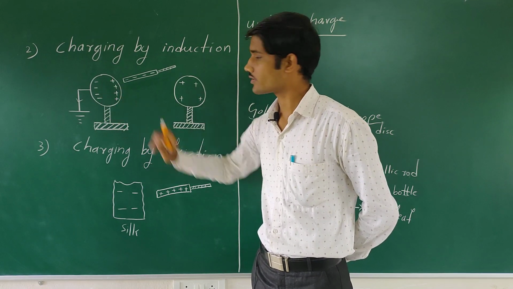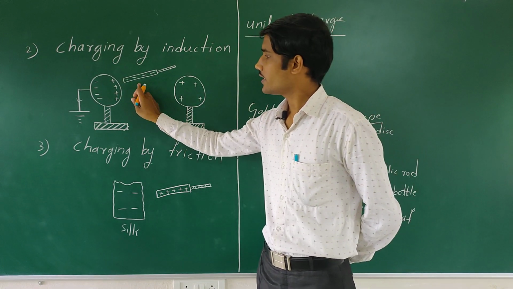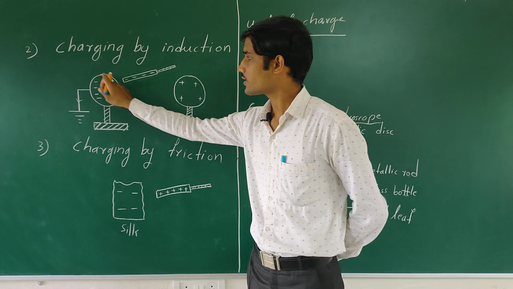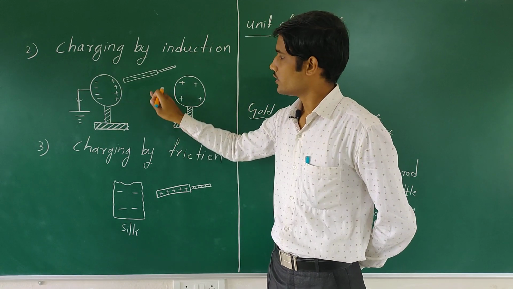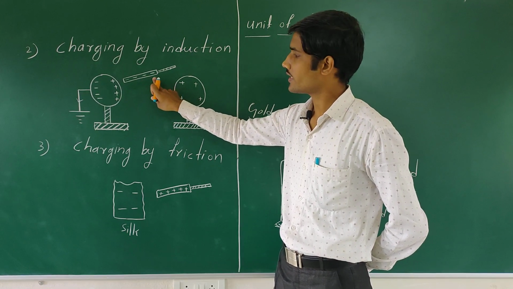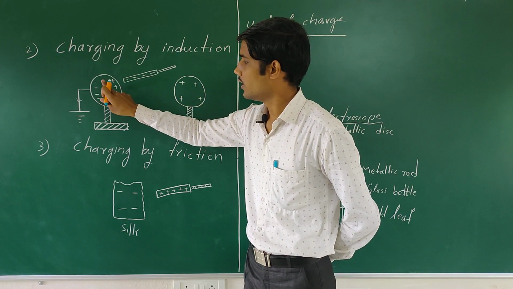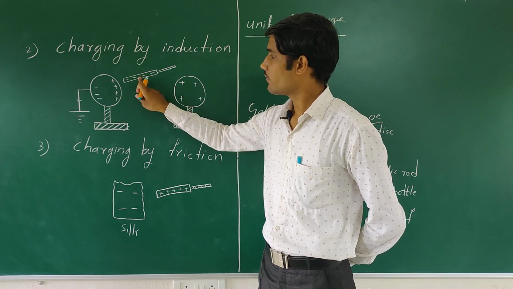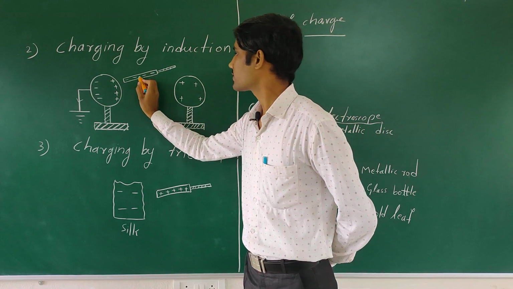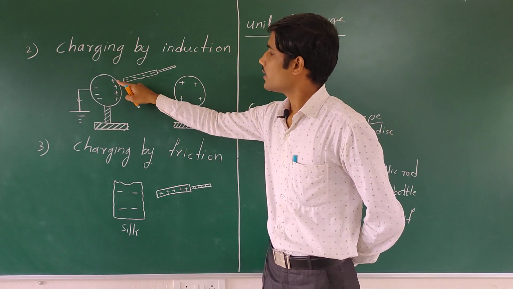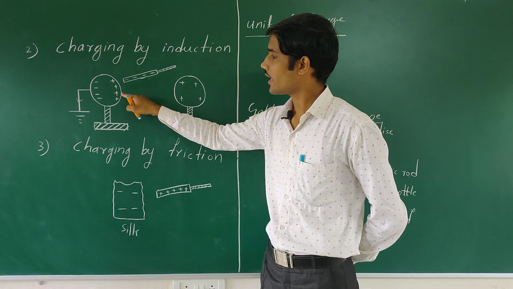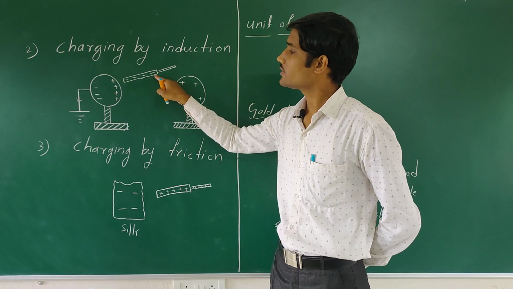When we bring the charged body near to the uncharged body, there is a development of induced charges. Once the induced charge happens, one side will be positive and the other side will develop negative charges. Here we have taken a negatively charged body and brought it near the uncharged metallic sphere. So the inducement of charges will happen. Induced charges always have the opposite nature to the charge that produces them.